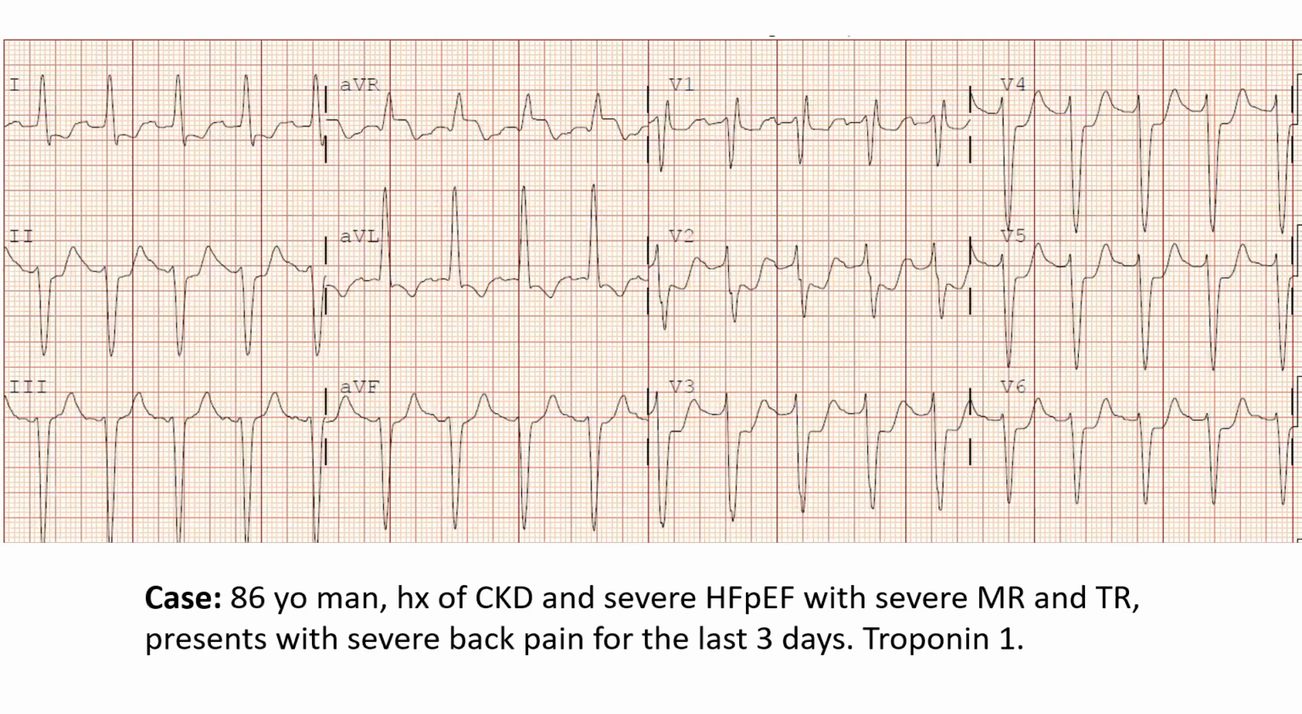No questions. I'm going to move to the next case. So this is an 86-year-old man who has a history of CKD and severe heart failure with preserved EF. He's presenting with severe back pain for the last 3 days. His troponin is elevated at 1. So what do you think the diagnosis is here?